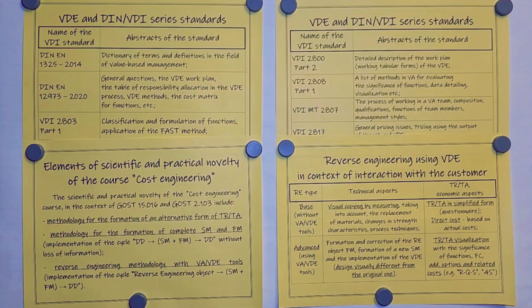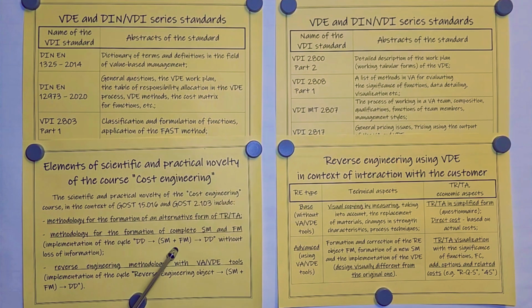Secondly, when forming the complete structural and functional model, displaying information about the object of analysis to the extent of abstraction that allows information transfer according to this cycle: design documentation, structural functional model, design documentation, without loss of information. Thus, in the course cost engineering, we cover the stages of both design and working design documentation.